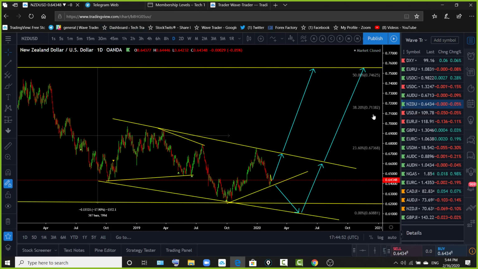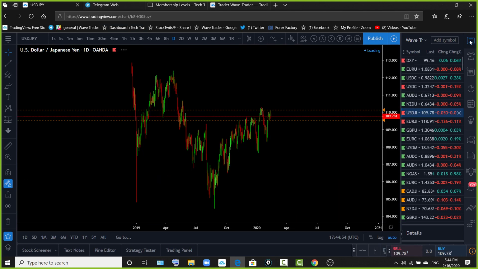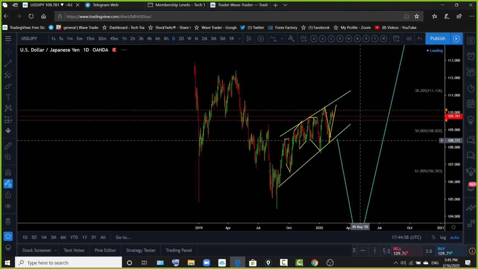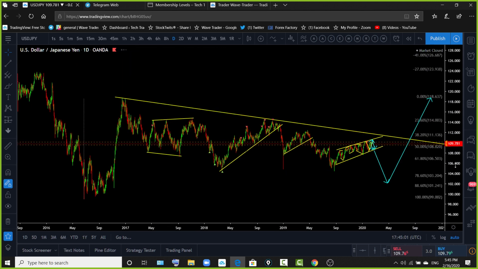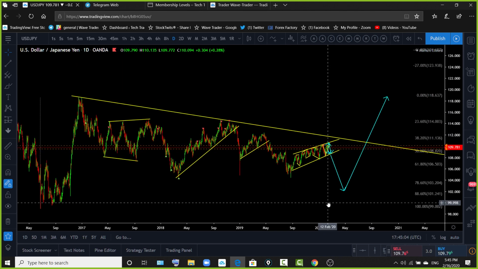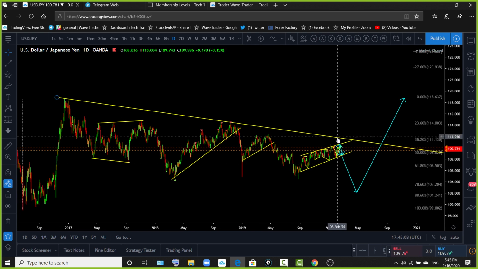All right, so Kiwi dollar, US dollar, dollar yen. Okay, dollar yen still staying at the top. But the bigger time frame analysis is very much the same. We are anticipating one more drop. That's our bigger time frame analysis. So dollar yen to go down for one more drop.